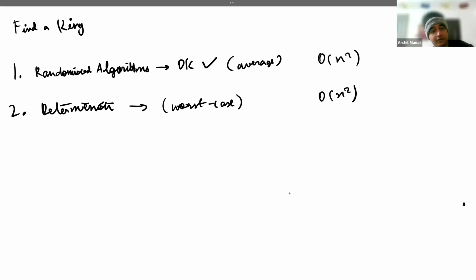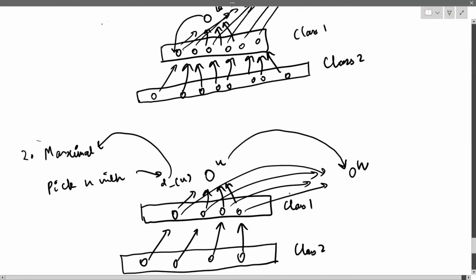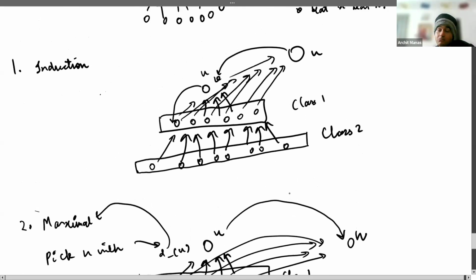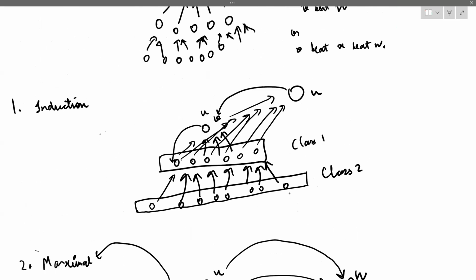How fast is the inductive algorithm? You don't need to check class 2, but maybe n, maybe root n-ish. Maybe everything is in class 1. And that would become n squared. But wait, won't the inductive algorithm also be more than n squared? How will it be more than n squared? You are certainly asking up to n vertices each time. Why would you ask more than that?